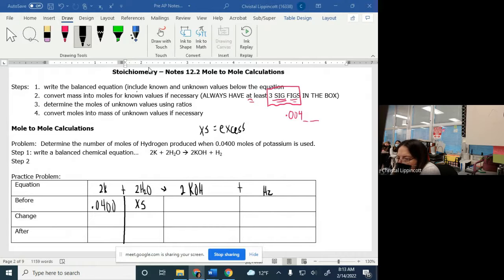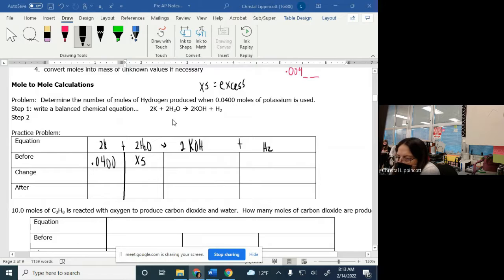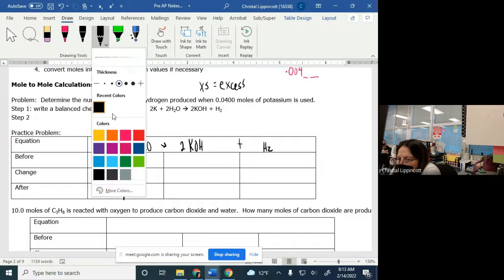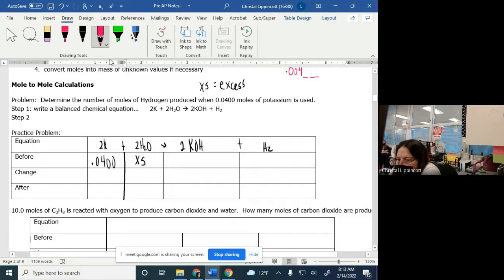All right. So we're going to assume that we have an unlimited amount of water. So I'm going to call that excess. Okay. Now I'm going to take my number here and I'm going to go up into the cloud. When I go into the cloud, what do I do? I divide. To go into the cloud, I'm going to divide. So 0.04 divided by 2 is 0.0200.